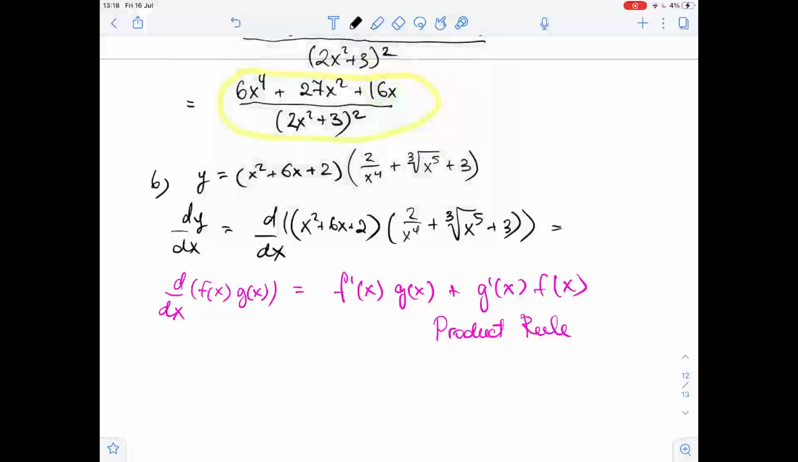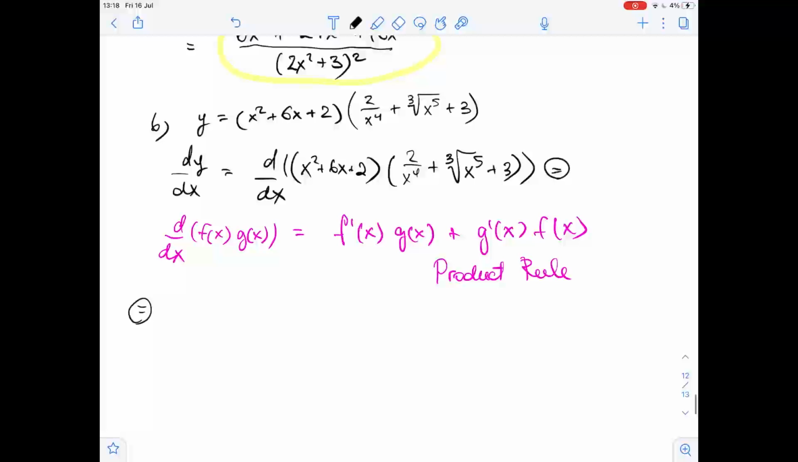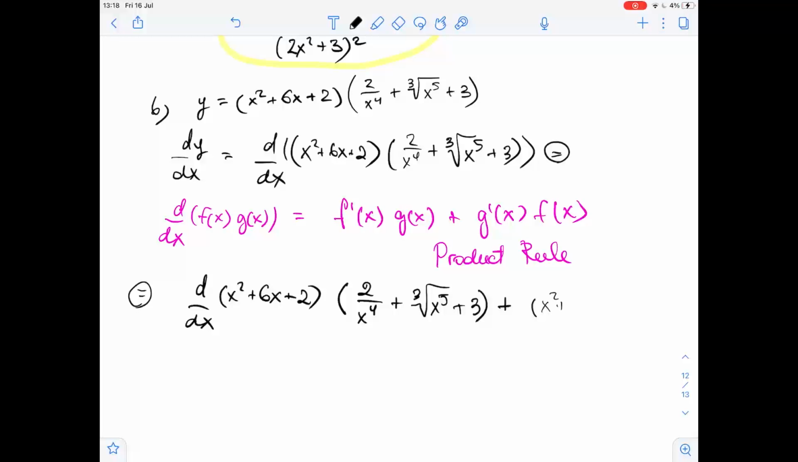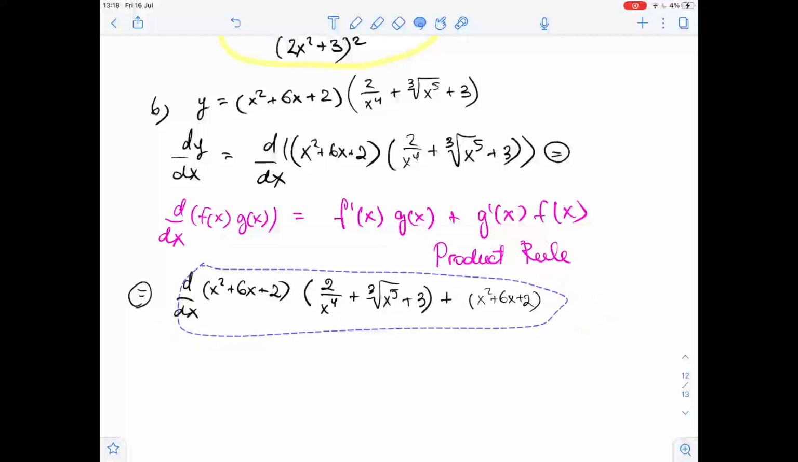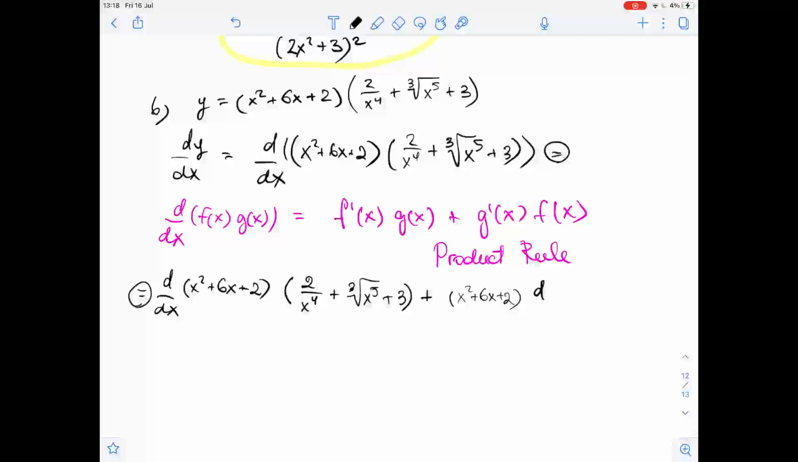So here we get that our expression equals the derivative of x squared plus 6x plus 2 with respect to x times 2 over x to the fourth power plus the cube root of x to the fifth power plus 3, plus x squared plus 6x plus 2 times, let me move this a little bit to the left so I have enough space, times the derivative of 2 over x to the fourth power plus the cube root of x to the fifth power plus 3 with respect to x.